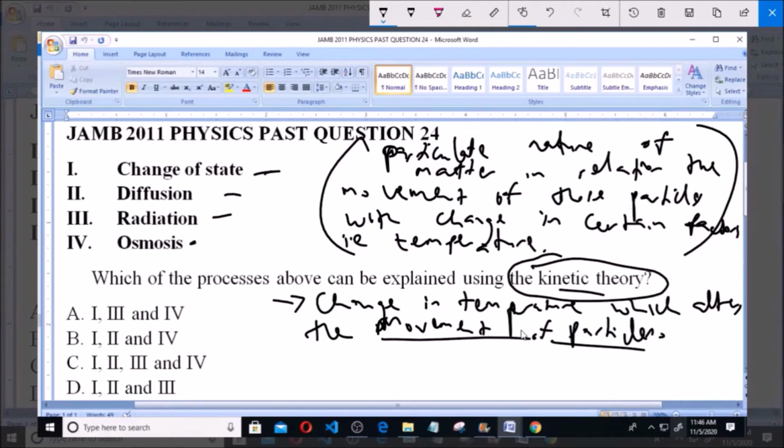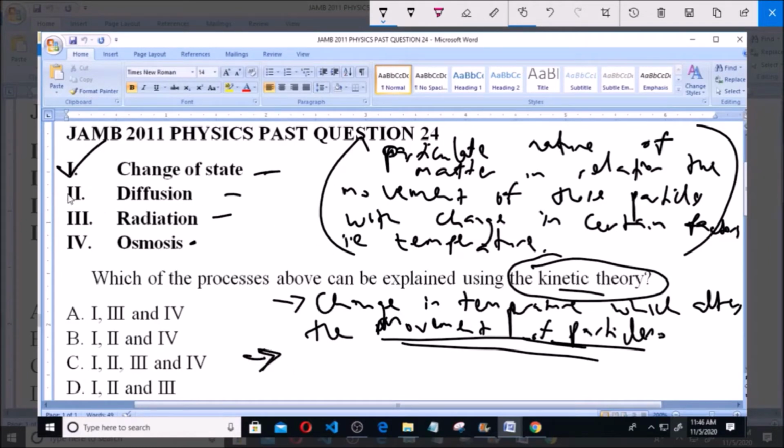So when you have solid particles, of course the movement of the particles is not that much, it's not free, because of the high intermolecular force of attraction between the molecules or the particles of that particular substance. But when you increase the temperature, it changes to liquid because the intermolecular force of attraction is reduced, and hence the movement of the particles is increased. And that also applies to when you further increase the temperature and then it changes to gas. So change of states can actually be explained using the kinetic theory.